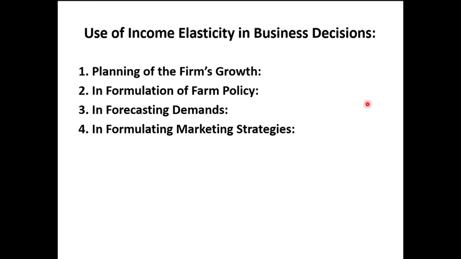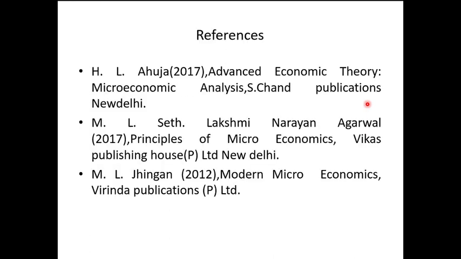So that will help for a country as well as business in many way. Then the last use is formulating marketing strategies. Marketing strategies may be in terms of the sale price policies, then advertisement policies, and the location wise. It helps for a business in many ways. This is actually the uses of income elasticity of demand. Then this you can see the references of the concerned topic. You can refer these books or else any other sources for your further reference.